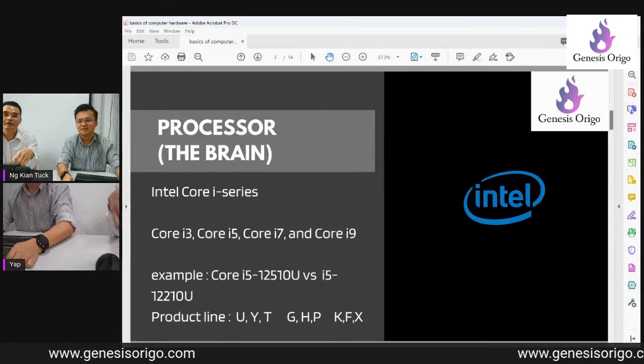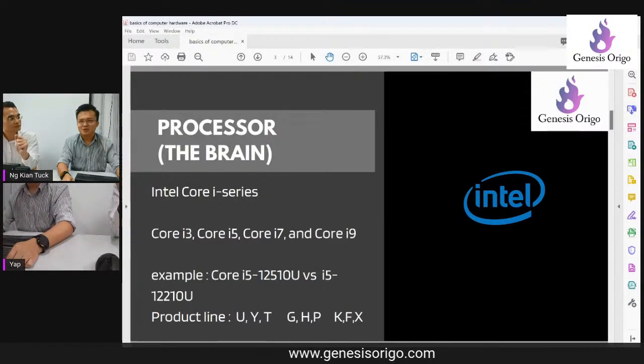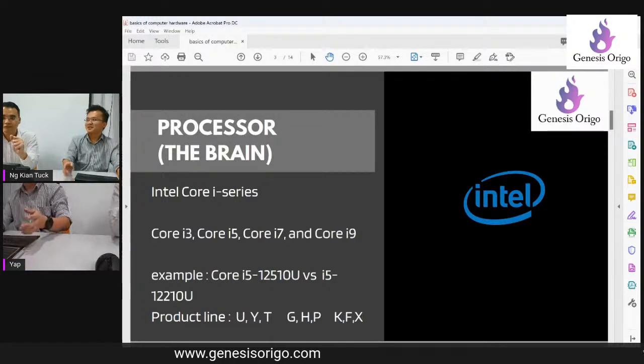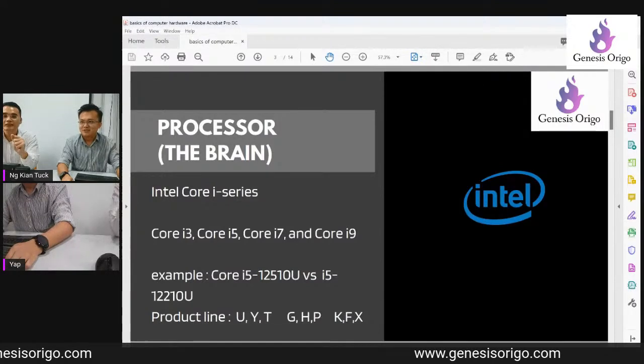I see. Okay. So no wonder sometimes I saw computers that both have i5 processors, but some are more expensive, ranging up to 4,000 plus, and some are just 2,000 plus. No wonder, these are the main differences.